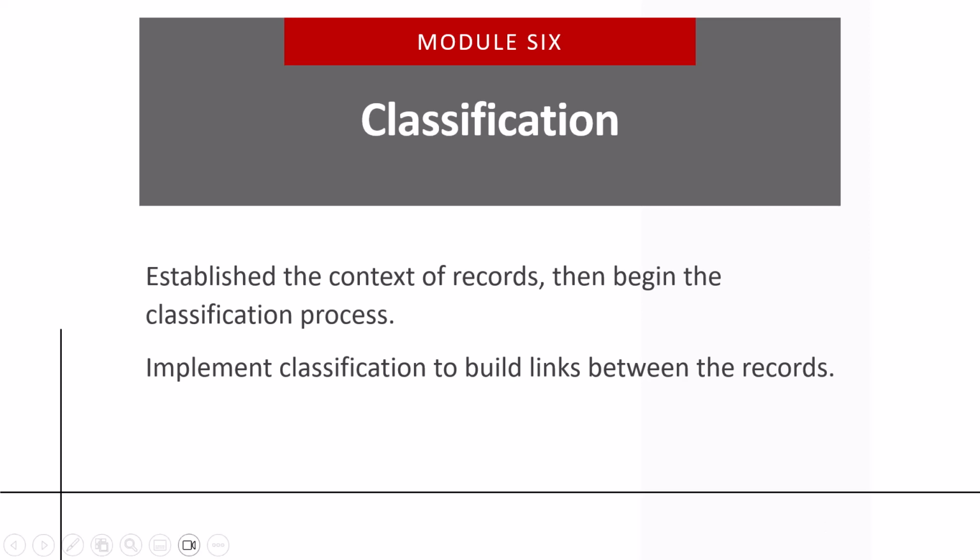Module 6, Classification. Once you have established the context of records, you will need to begin the classification process. By implementing classification, you will be able to build links between the records that assist in the retrieval and the clarification of records. There are different methods of classification, but functionality is a conventional classification method. Once the functions are established, they can be prioritized and assessed.